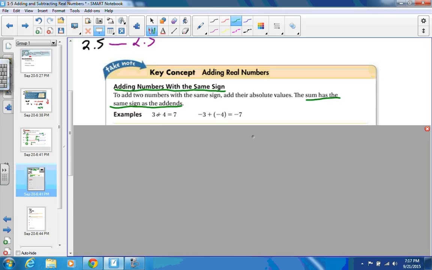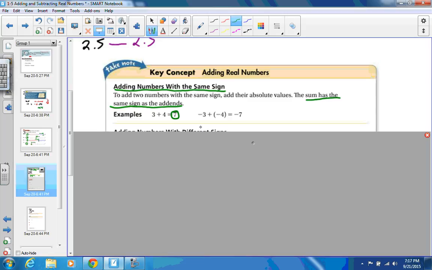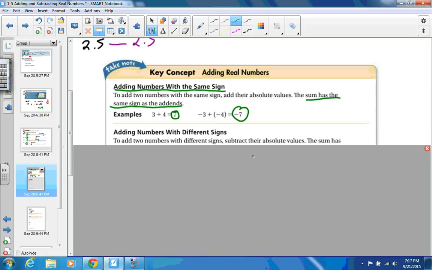So if you look right here, the absolute value of 3 and 4 would be 3 and 4, so you get 7. And since they're both positive, the answer is going to be positive. Now the second one, same signs again. We have negative 3 plus negative 4. Well, the absolute value of 3 is 3. The absolute value of negative 4 is 4. You add the two together, you get 7, but they're both negative, so you get negative 7. Okay, that's kind of how you do it with absolute value when you have the same sign.